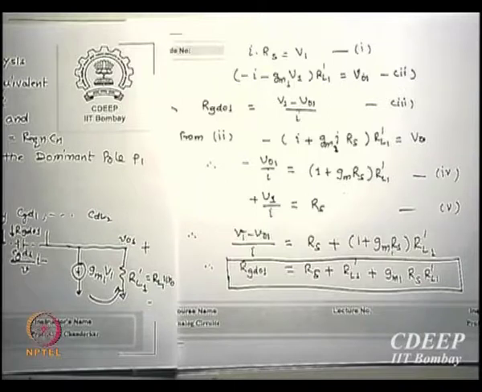Is that point clear? I have shown you one. Every time you must draw that circuit and see, if there is no current source, the GM term will go away from there.